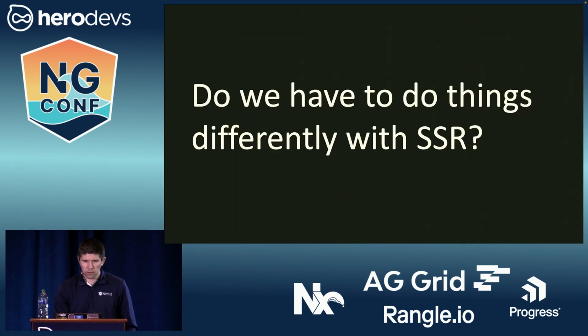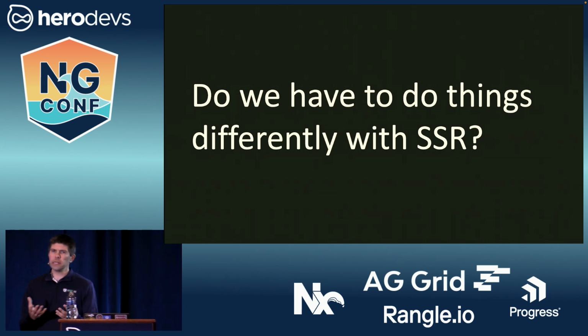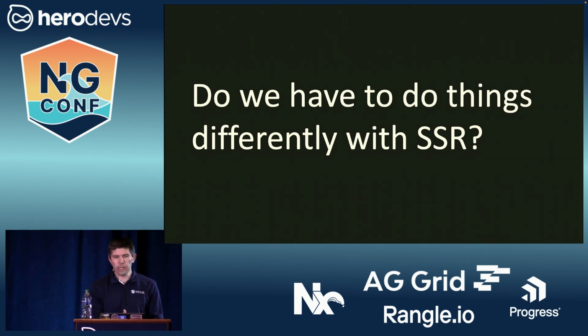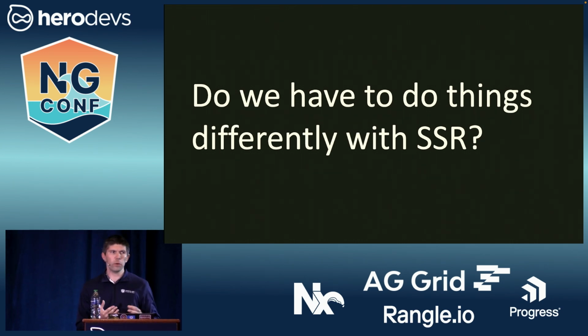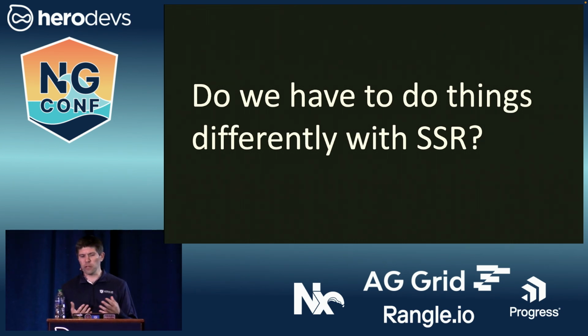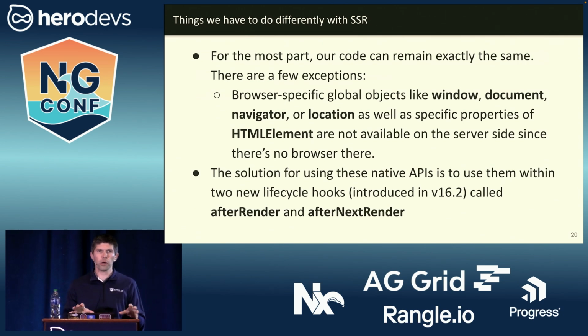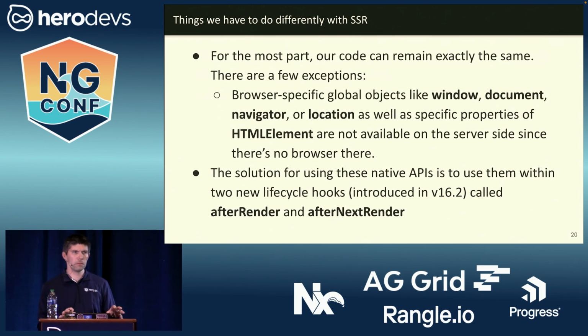Okay, so we saw that everything is pre-rendered. I mentioned that everything happens pretty much automatically, and we don't have to change anything in our project. Is that always true, though? Is there anything we have to be aware of? Is there anything we have to do differently when we do SSR? There are quite a few little things to know about. But for the most part, our code remains exactly the same, meaning your components should be able to run as is without any modification using server-side rendering.